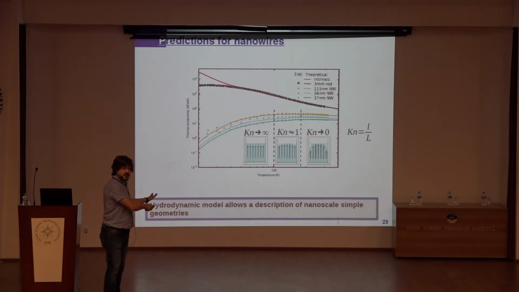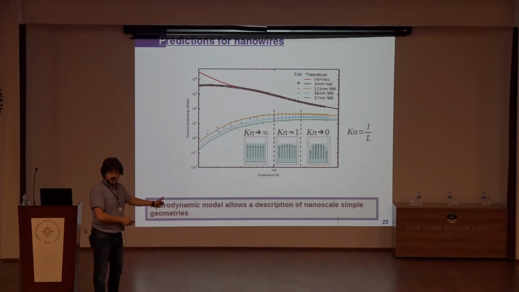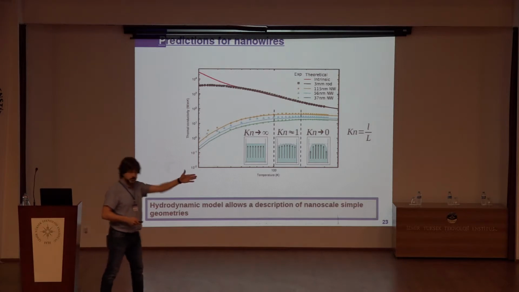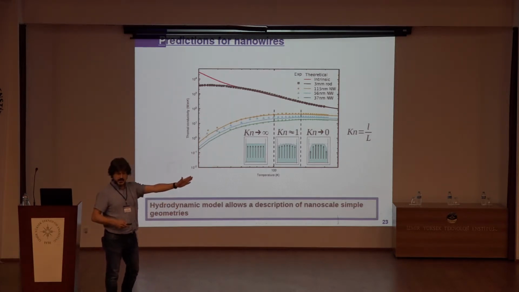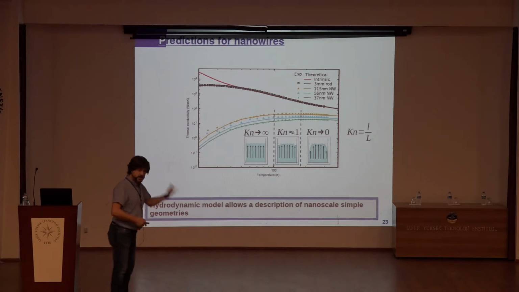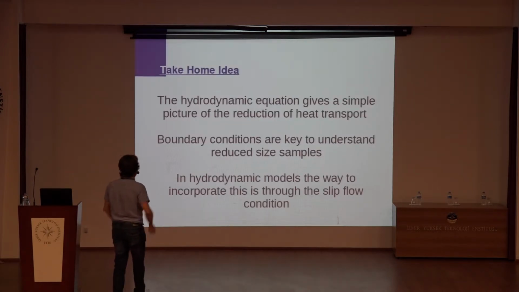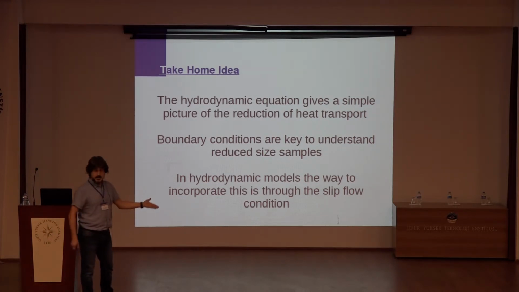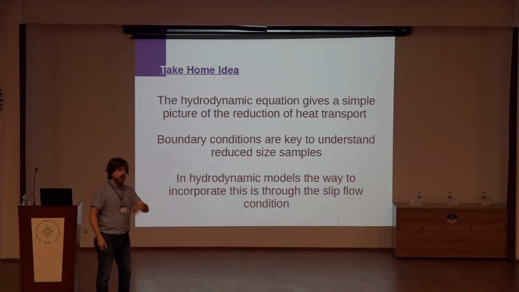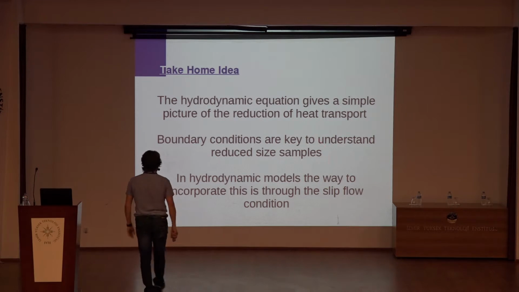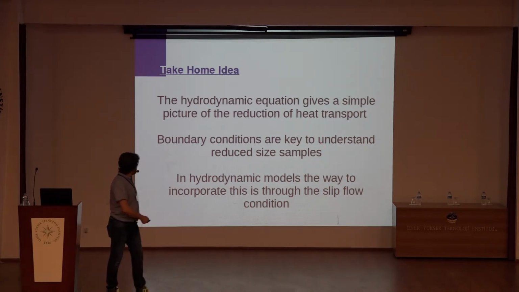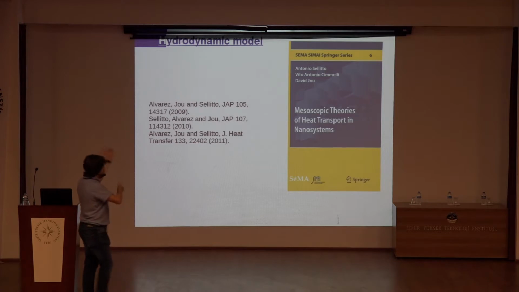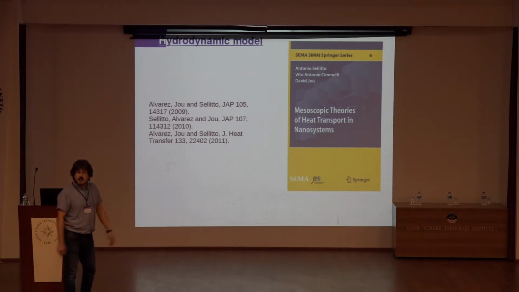The main point that I'm trying to tell you here is that with this model, we can get these curves also. You don't have to go to the Matthiessen rule to get the nice plots. You can work on this and then start to study. So the main idea is that with hydrodynamics, we can get a description of reduced scale samples. Okay, if you want to explore this.